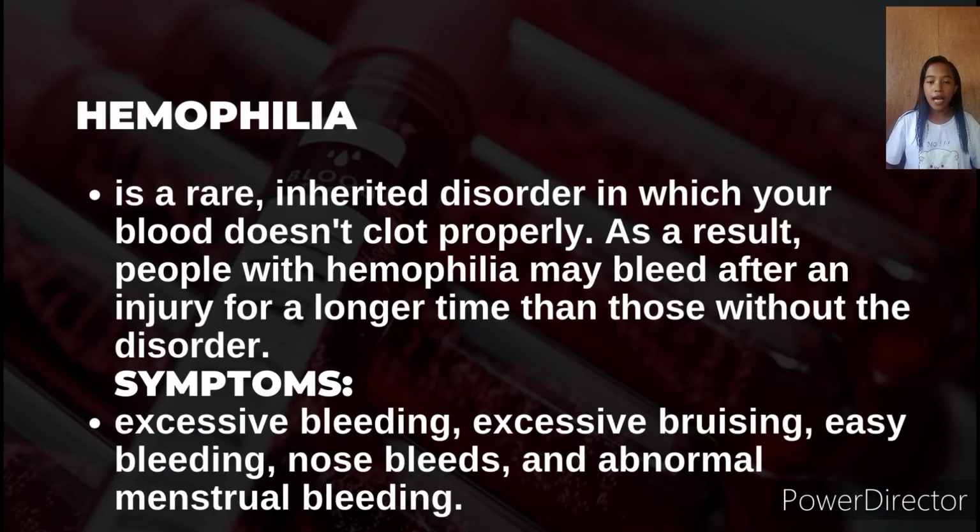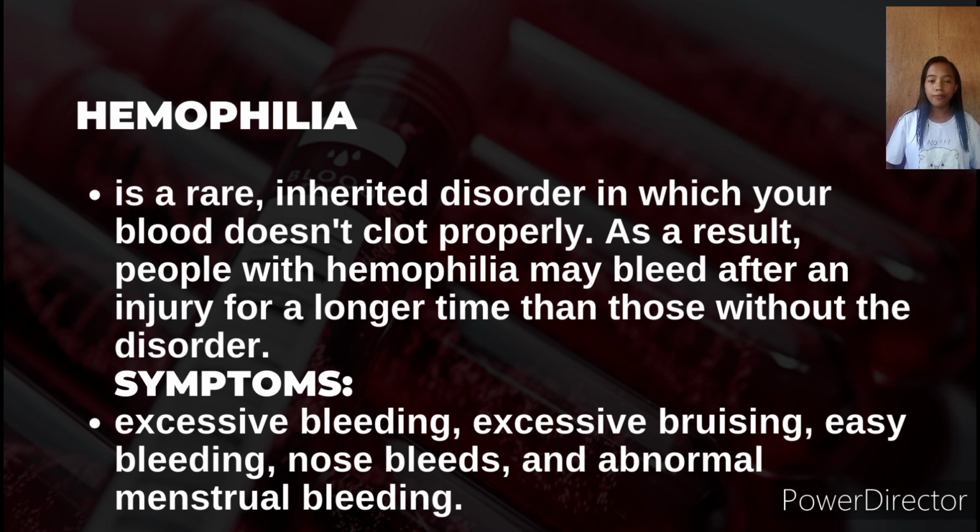Fourth, hemophilia. Hemophilia is a rare inherited disorder in which your blood doesn't clot properly. As a result, people with hemophilia may bleed after an injury for a longer time than those without the disorder. It's a myth that persons with hemophilia bleed to death from even minor injuries. In truth, the condition ranges from mild to severe.